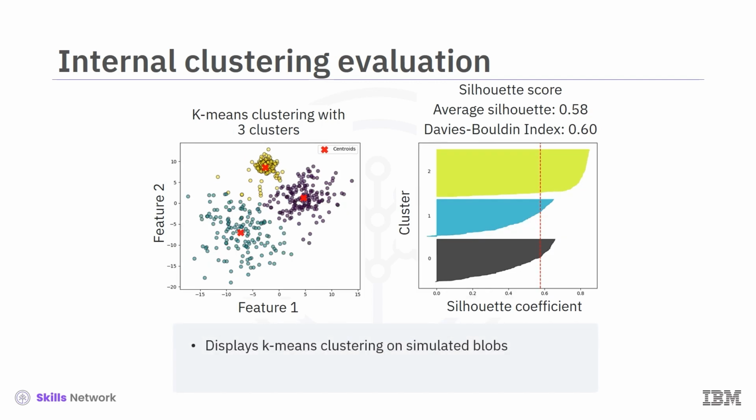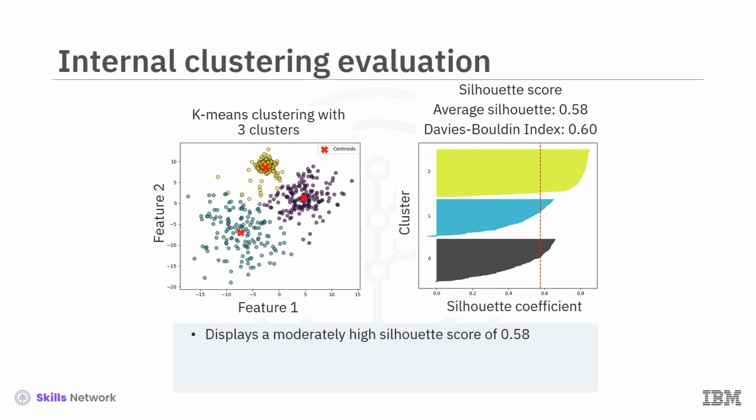These are clustering results from k-means on simulated blobs, where the clusters are distinct but somewhat dispersed. The silhouette plot shows coefficients decreasing rapidly as clusters spread out, with a few negative values indicating potential misassignments to clusters. The silhouette score is moderately high at 0.58, and the Davies-Bouldin index is 0.6, both suggesting reasonable clustering results.